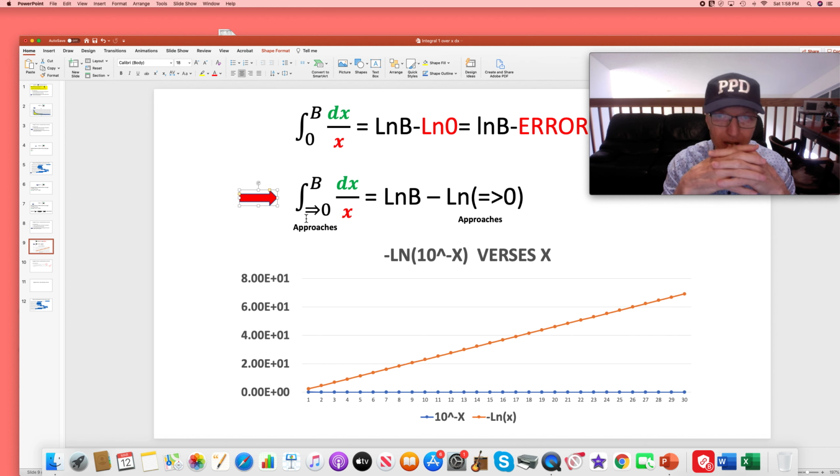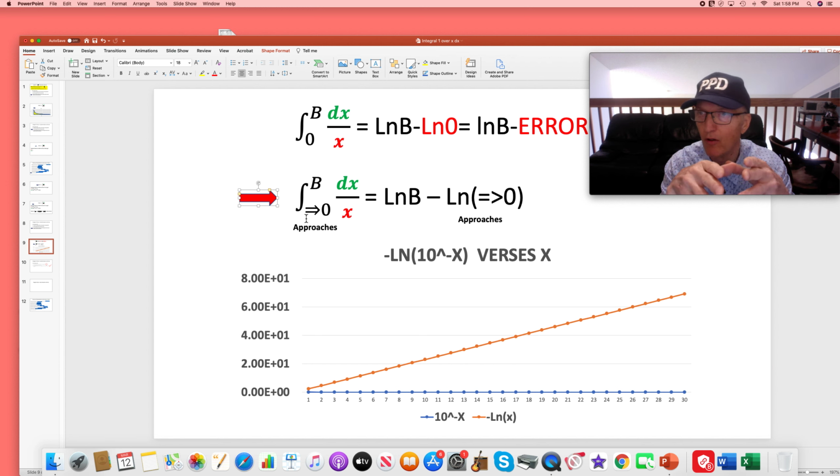Okay, but how you can get around this is you can't do the value at ln of 0, but you can use ln of a value approaching 0, however closely you want to get. So I have here, I just wrote it down in my own kind of language. What is it? I said it approaches, right?